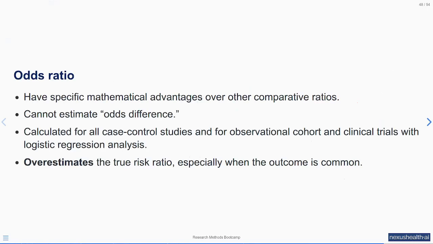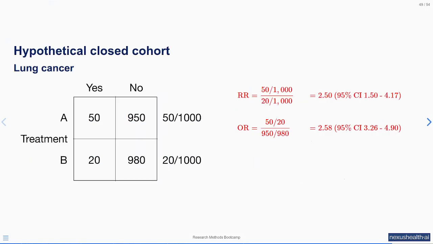However, what does the odds ratio do for us? It has specific mathematical advantages, but we cannot estimate odds difference. We can calculate odds ratios for case control studies, for observational cohort studies, and for clinical trials using logistic regression. The difficulty or problem with the odds ratio is that it overestimates the true risk ratio, especially when the outcome is common. So bear in mind that the odds ratio can overestimate the true risk ratio.